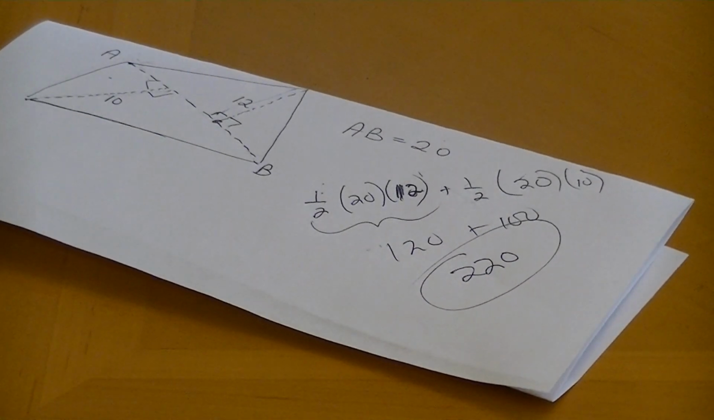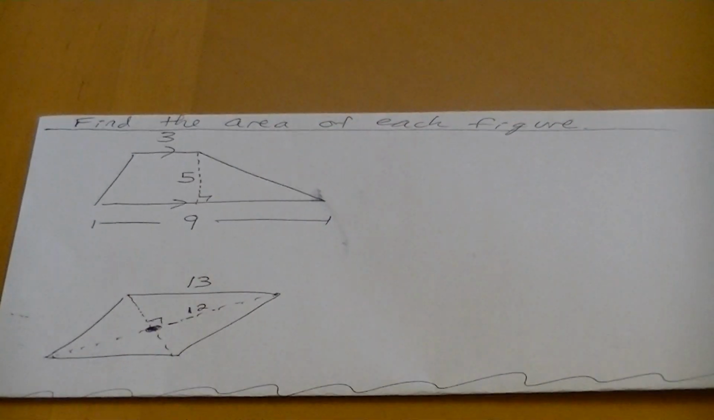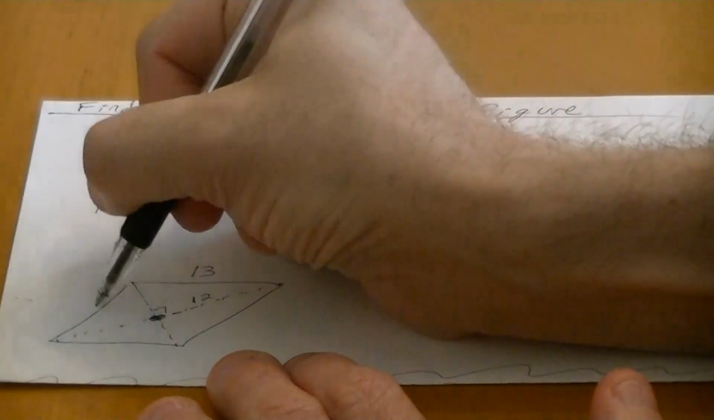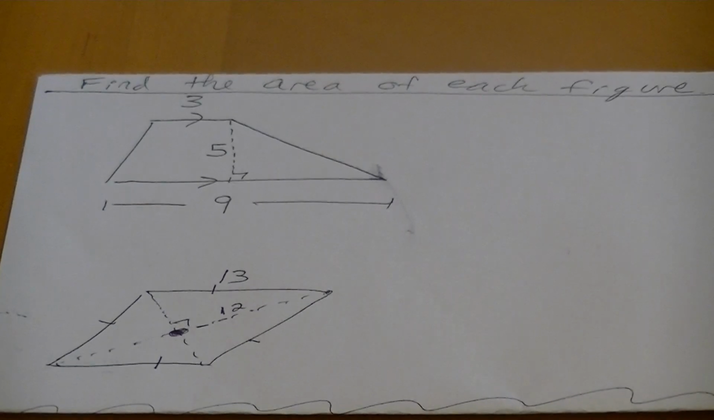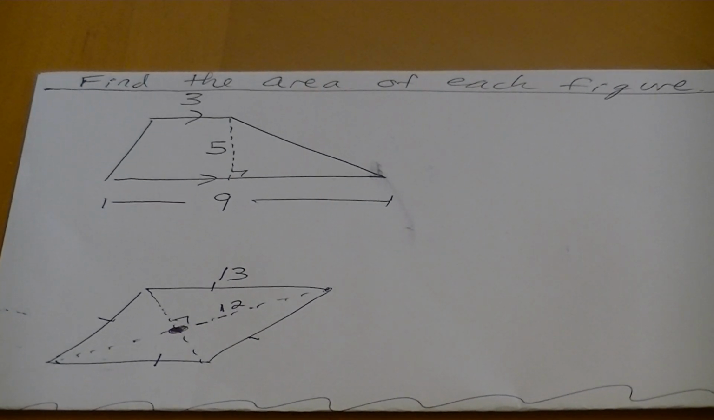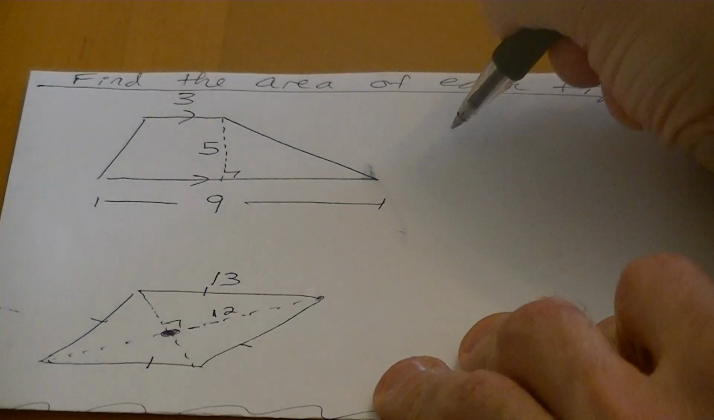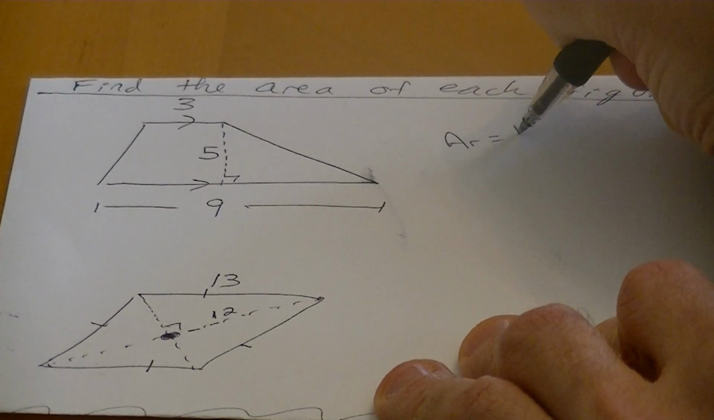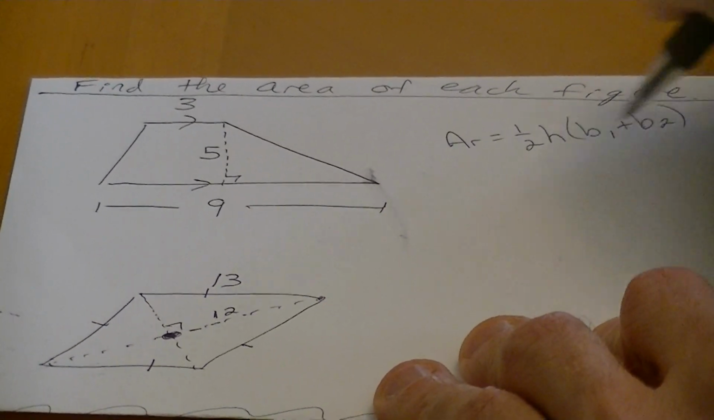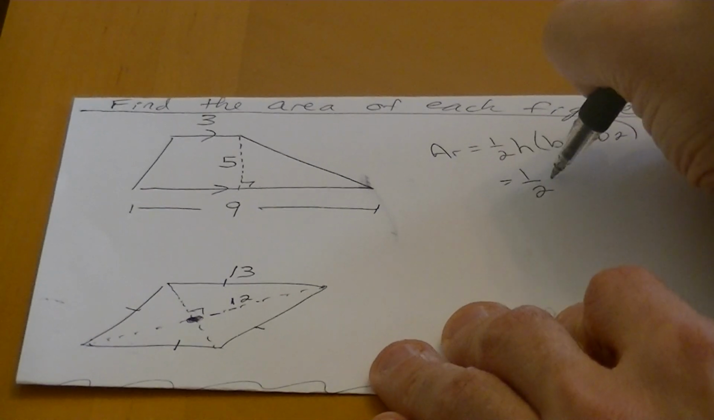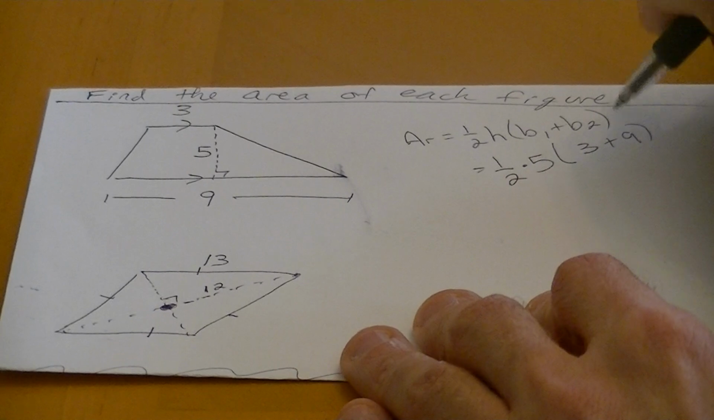All right, now take a look at these two. Get a good shot of a trapezoid and a rhombus. Can you get the area of each one? So assuming you paused it and tried it, area of a trapezoid is 1/2 height times the sum of the bases. The height is the 5. The bases are 3 plus 9.